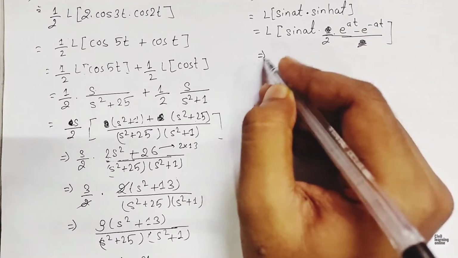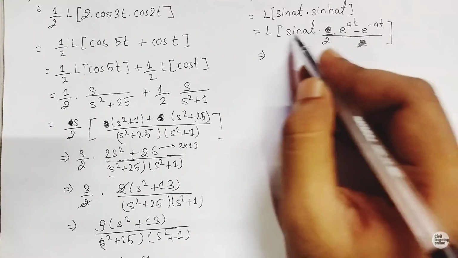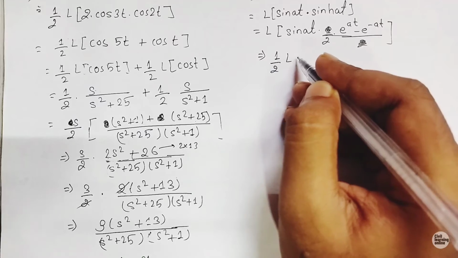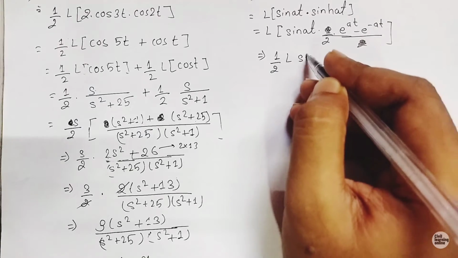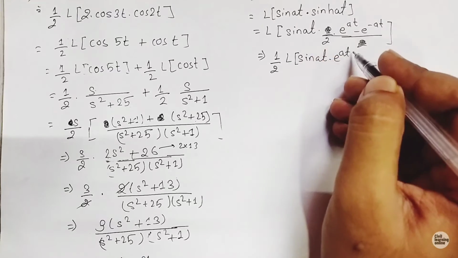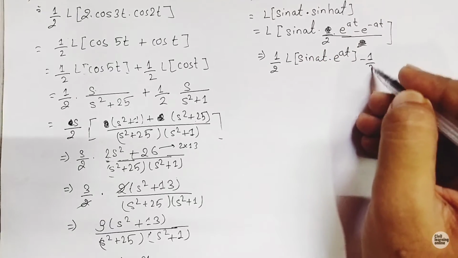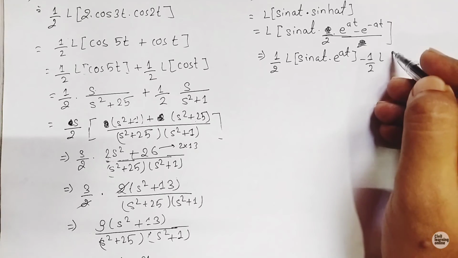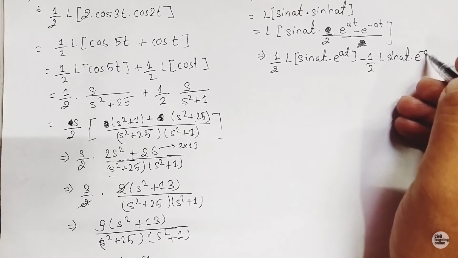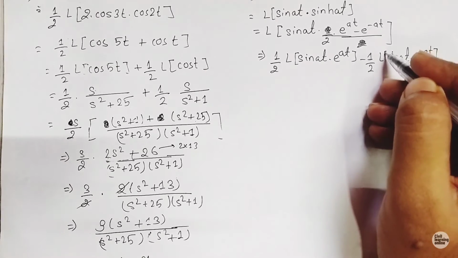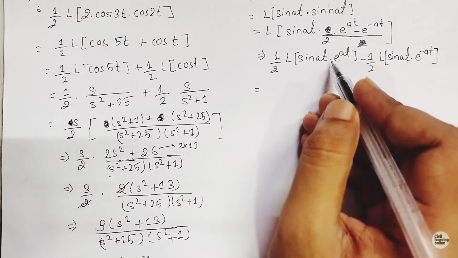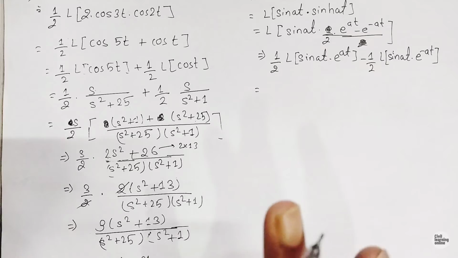So what I am going to do here, I am going to multiply this 2 with sin at. So we will have here 1 upon 2 Laplace transformation of sin at times e to the power at, minus 1 upon 2 times Laplace transformation of sin at times e to the power minus at. So now Laplace transformation of sin at times e to the power minus at. This is very simple, just watch it.